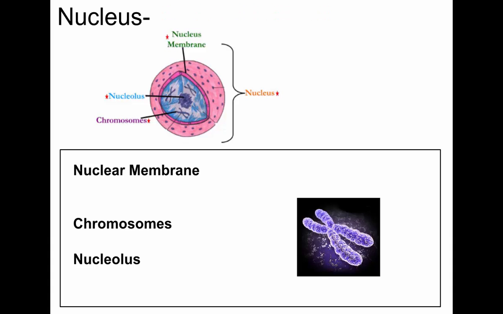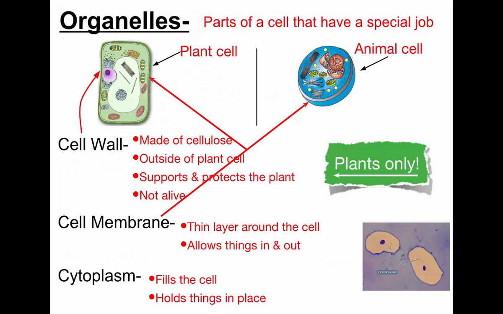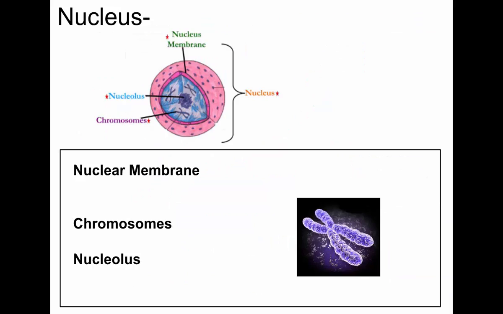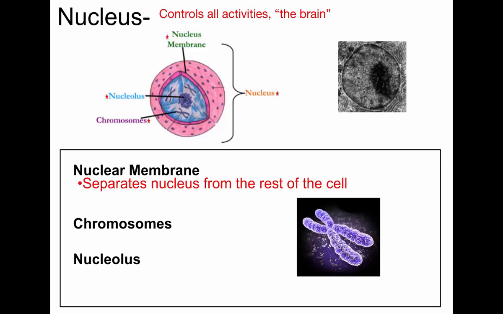When we go back here, this is the nucleus of the plant cell. This is the nucleus of the animal cell. It's usually one of the larger organelles. It's roundish usually, and it has a few parts. The outermost layer of the nucleus is called the nuclear membrane, sometimes called the nuclear envelope. And this nuclear membrane basically separates the nucleus from the rest of the cell.